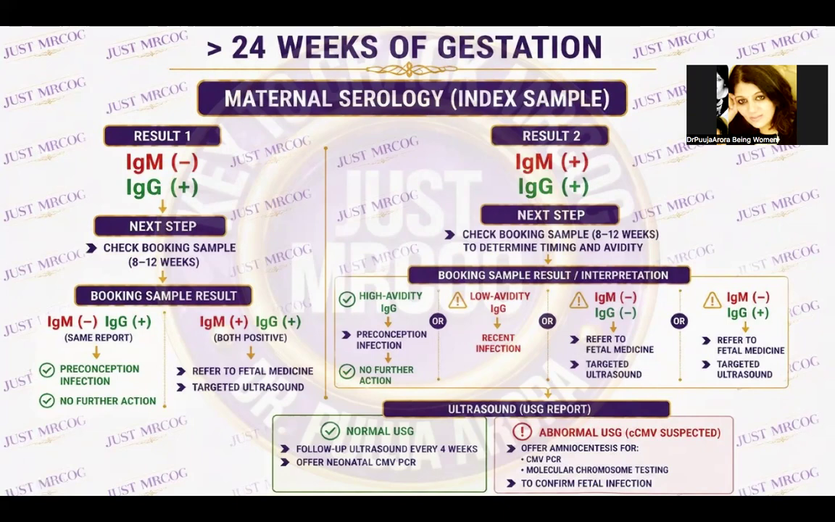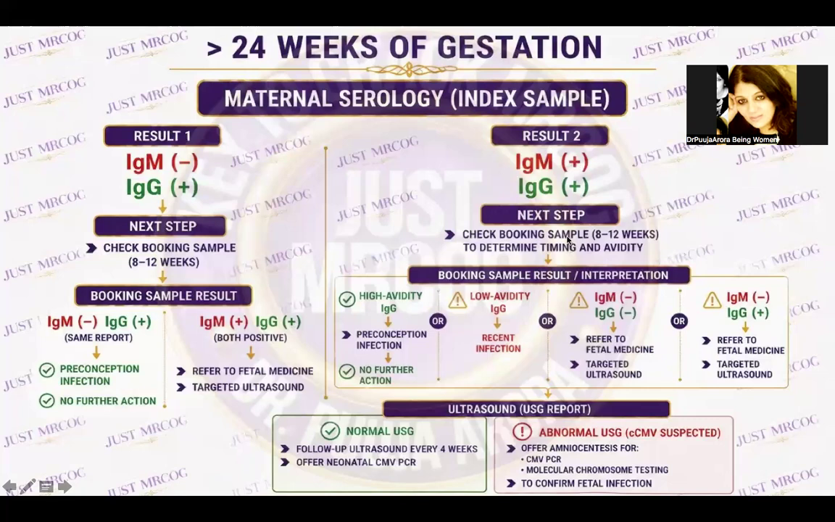We are clear about if IgM is positive and IgG is negative. We also have a clear approach if IgG is positive and IgM is negative. So three scenarios we have already discussed. Now the fourth scenario. 99% they are going to give you this scenario. In the index sample, meaning the sample of today, both IgG and IgM are positive.